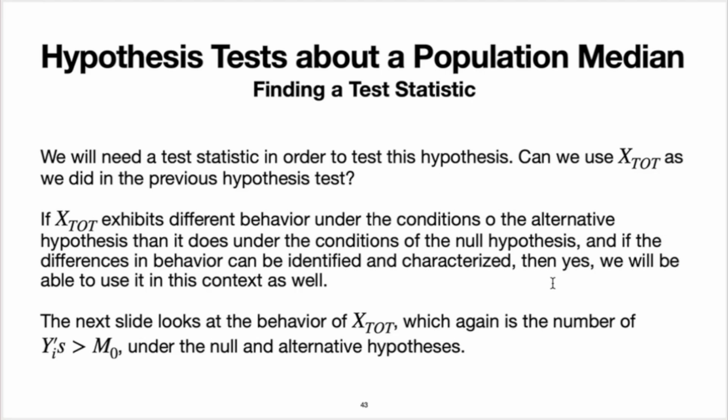Okay, so with this in mind, the next slide looks at the behavior of EXST, this potential test statistic that we're considering using for this left-tailed test. Now remember what EXST is, what it's measuring, what it's equal to. EXST is the number of the y's that are greater than M sub 0, the specified value of the population median. On the next slide, we're going to look at the behavior of this potential test statistic, both under the null and the alternative hypotheses.